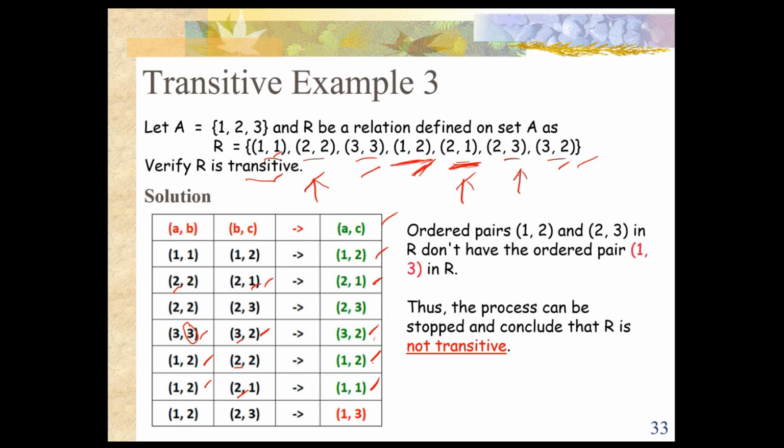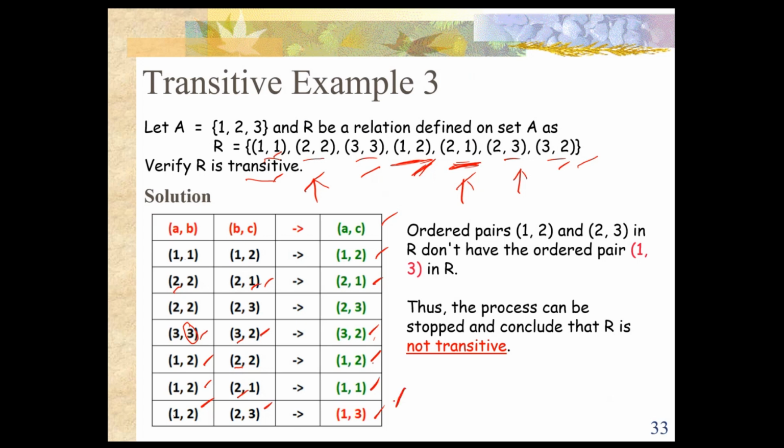No, cannot, because we haven't checked with 2, 3 yet, right? So 1, 2, 2, 3, therefore 1, 3. Okay, let's check whether there's 1, 3 here. 1, 1, 2, 2, 3, 3, 1, 2, 2, 1, 2, 3, 3, 2. See, there's no 1, 3, right?